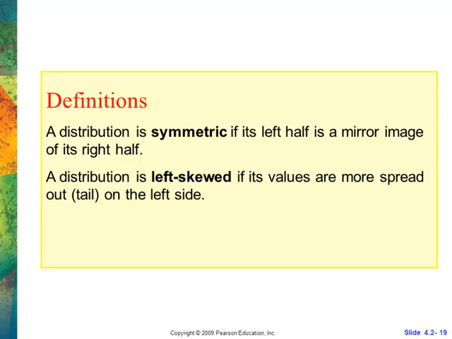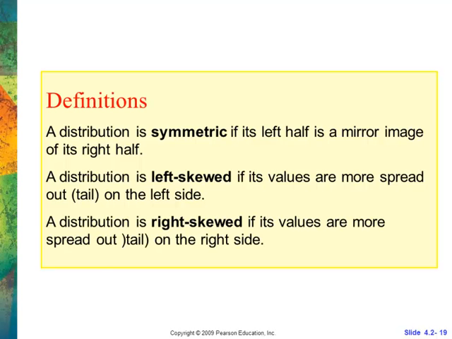Here we are again with the definitions. It's symmetric if the left half and right half are mirror images. It's left skewed if the values are more spread out and the tail is on the left side. It's right skewed if the tail is on the right side. Here the tail is on the left because we have outliers on the low end. Here we have right skewed because the outliers are on the higher end.